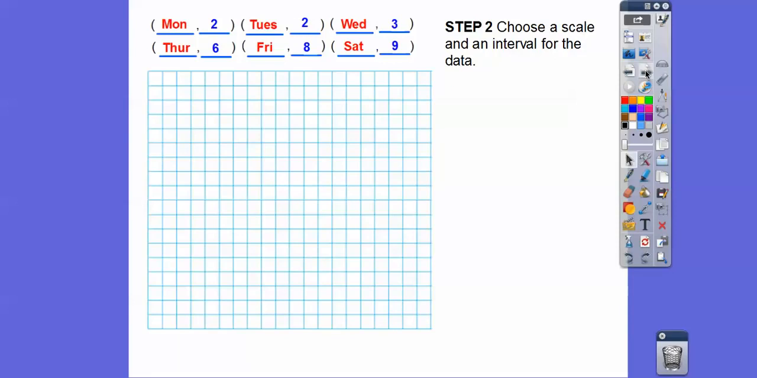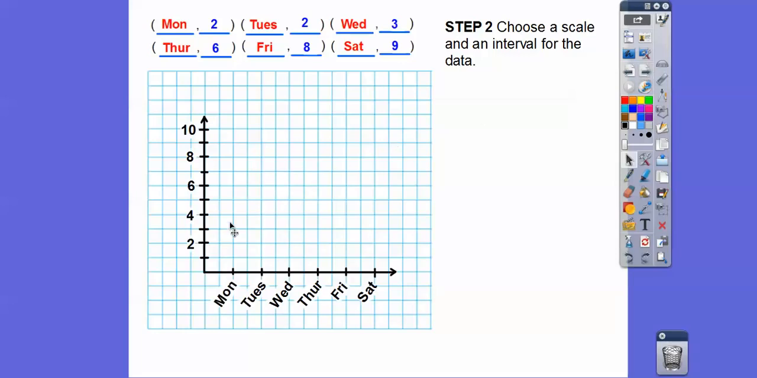And now we'll choose a scale and an interval for the data, okay? All right, so let's see. I chose this scale right here. I didn't need to do a springboard because the smallest number is 2. So I just started at 0 right here, and here's 1, here's 2, here's 3, here's 4. Okay, this is the rainfall right here, and down here are the days right there. So choose a scale and an interval for the data. So I did every 2 squares was 1 day. Okay, it just made it look nicer.